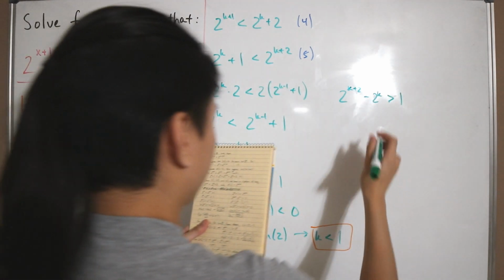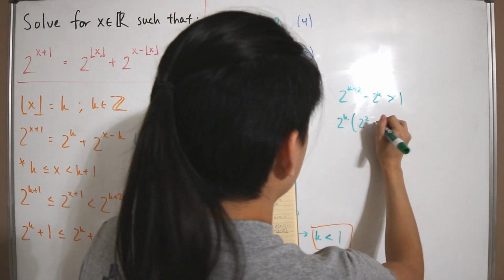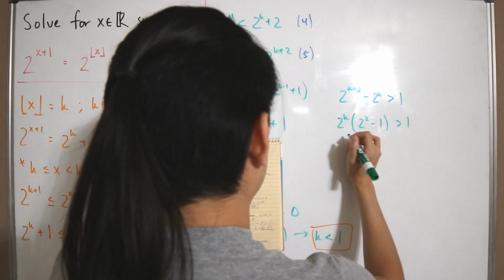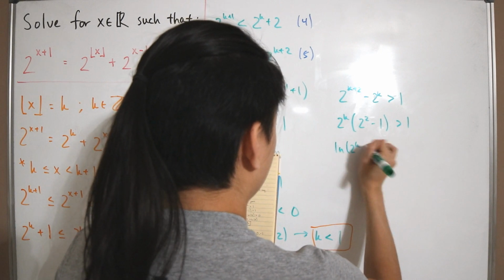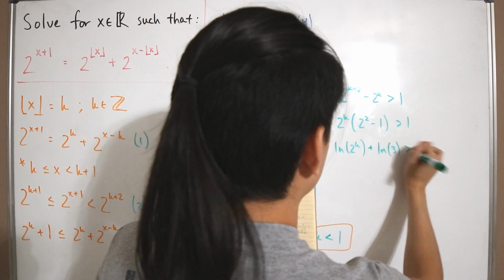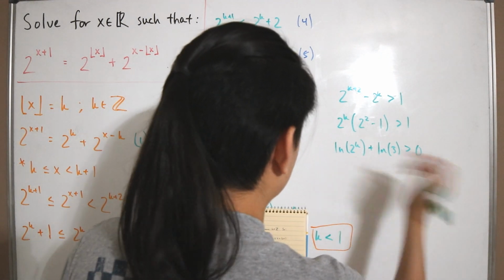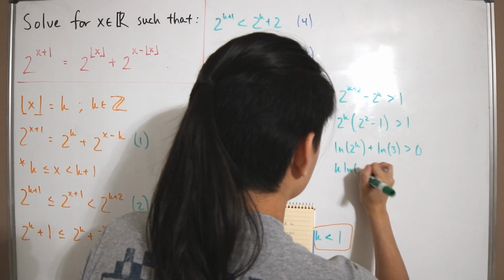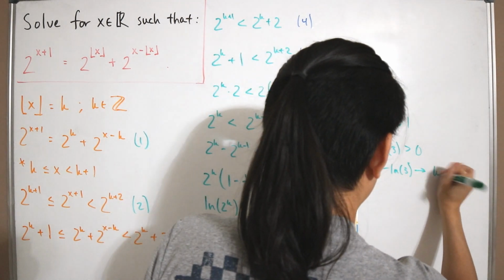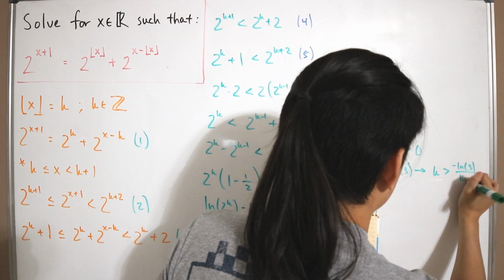Okay, and so of course I'll just factor out 2 to the k. So this is 2 to the k multiplied by 2 squared, which is 4, then minus 1, strictly greater than 1. So applying natural logs to both sides, I have ln of 2 to the k, plus ln of 3, and this will be greater than 0, since ln of 1 is 0. So we've solved all this out using logarithmic properties. So we have k ln of 2 is greater than minus ln of 3, so k is greater than negative ln of 3 divided by ln of 2.